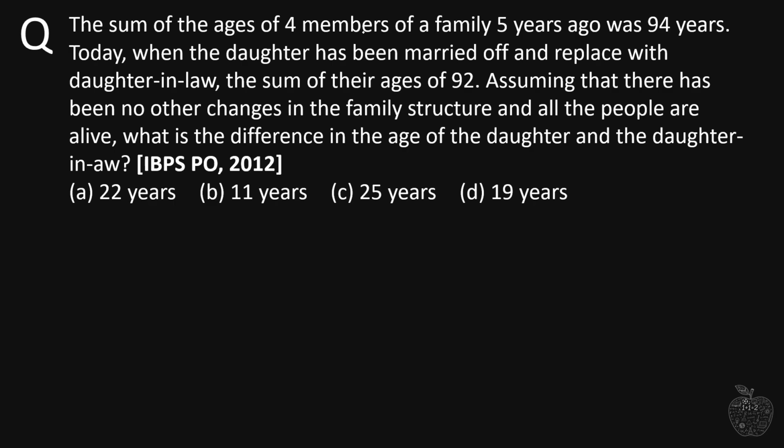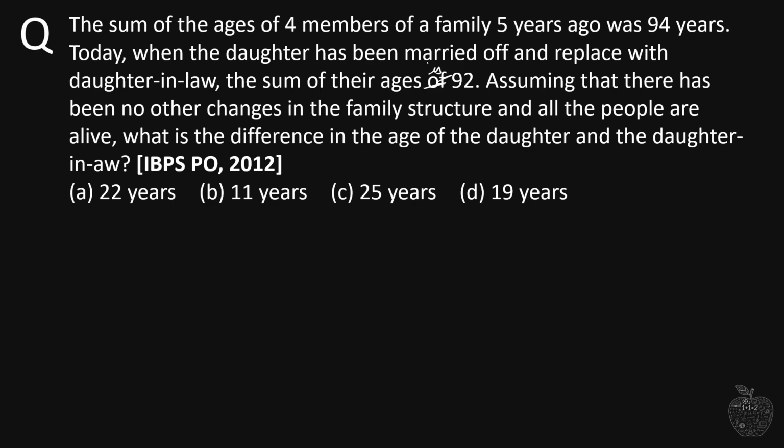The sum of the ages of 4 members of a family 5 years ago was 94 years. Today, when the daughter has been married off and replaced with daughter-in-law, the sum of their ages is 92. Assuming that there has been no other changes in the family structure and all the people are alive, what is the difference in the ages of the daughter and the daughter-in-law?